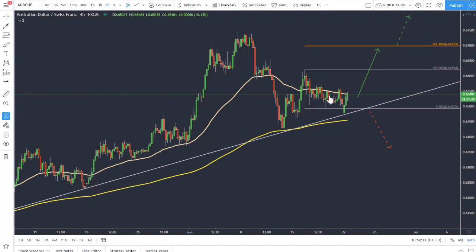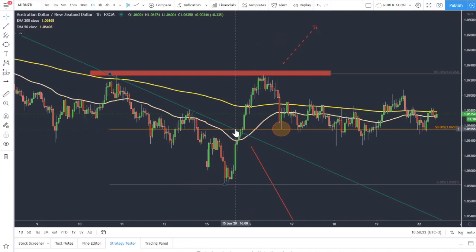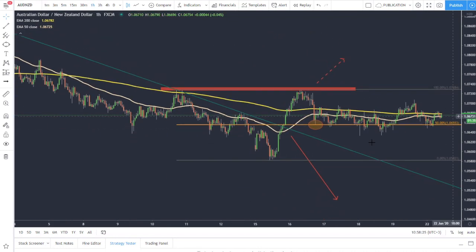Back to the Australian New Zealand dollar. Here what we can see is basically a clean rejection of 50% retracement of the Fibonacci. We were expecting the potential downtrend continuation, although price went to the resistance, rejected it, and went down to the support of the 50% Fibs at 1.0655. We can see a very clean rejection, then spike below, and then again a spike below.